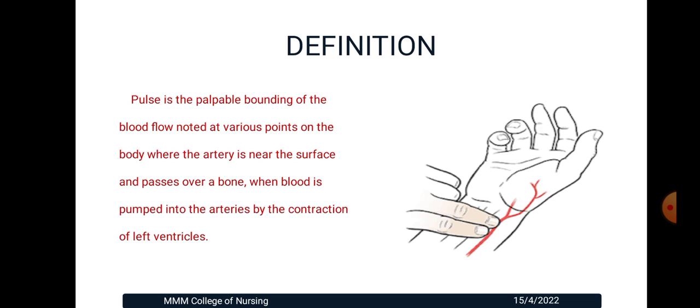Coming to definition. Pulse is the palpable bounding of the blood flow noted at various points on the body where the artery is near the surface and passes over a bone, when blood is pumped into the arteries by the contraction of the left ventricle.